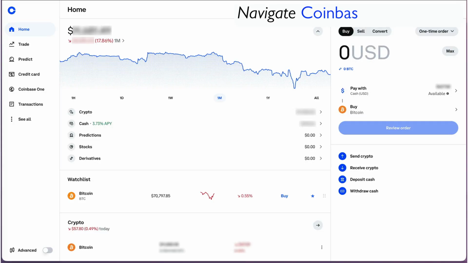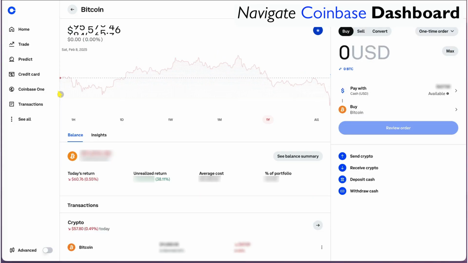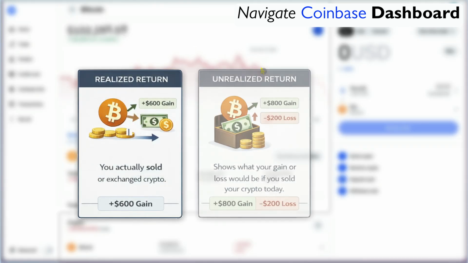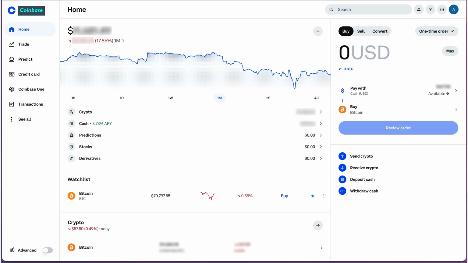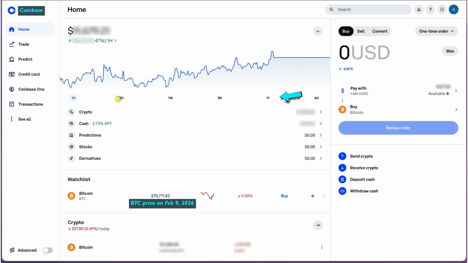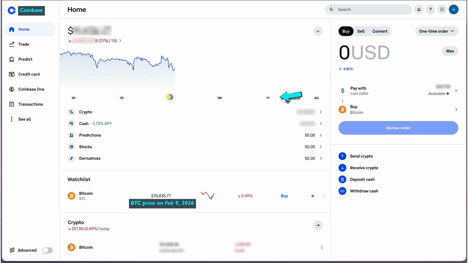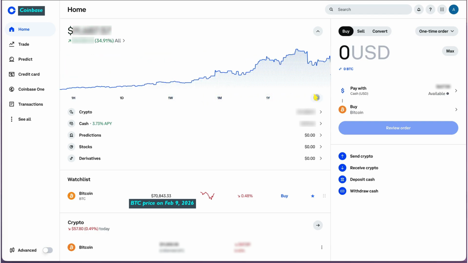I will show you how to navigate the Coinbase dashboard and understand your portfolio performance, including realized and unrealized returns. Once you log into Coinbase, on the home screen, you can see your total portfolio value, your return amount, and your percentage return across all time periods. You can filter this view by 1 hour, 1 day, 1 week, 1 month, 1 year, and a lifetime.